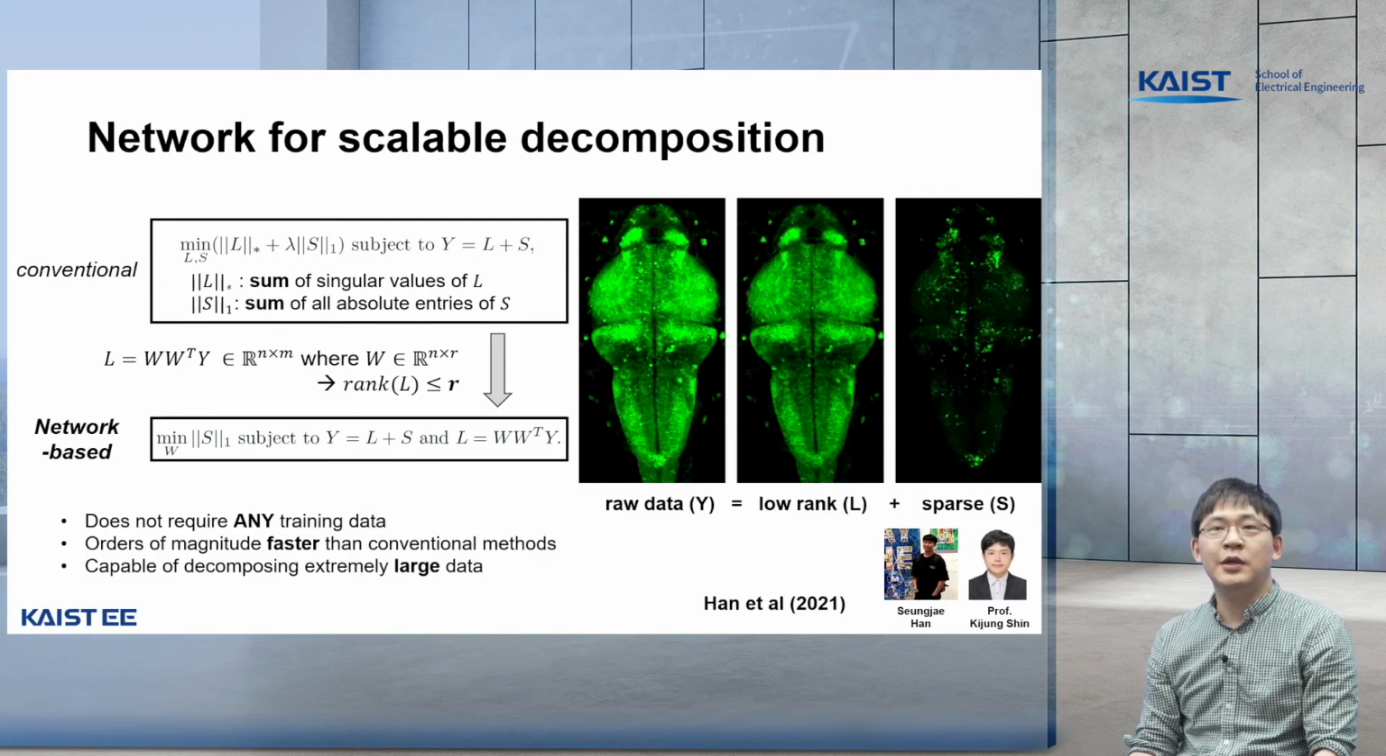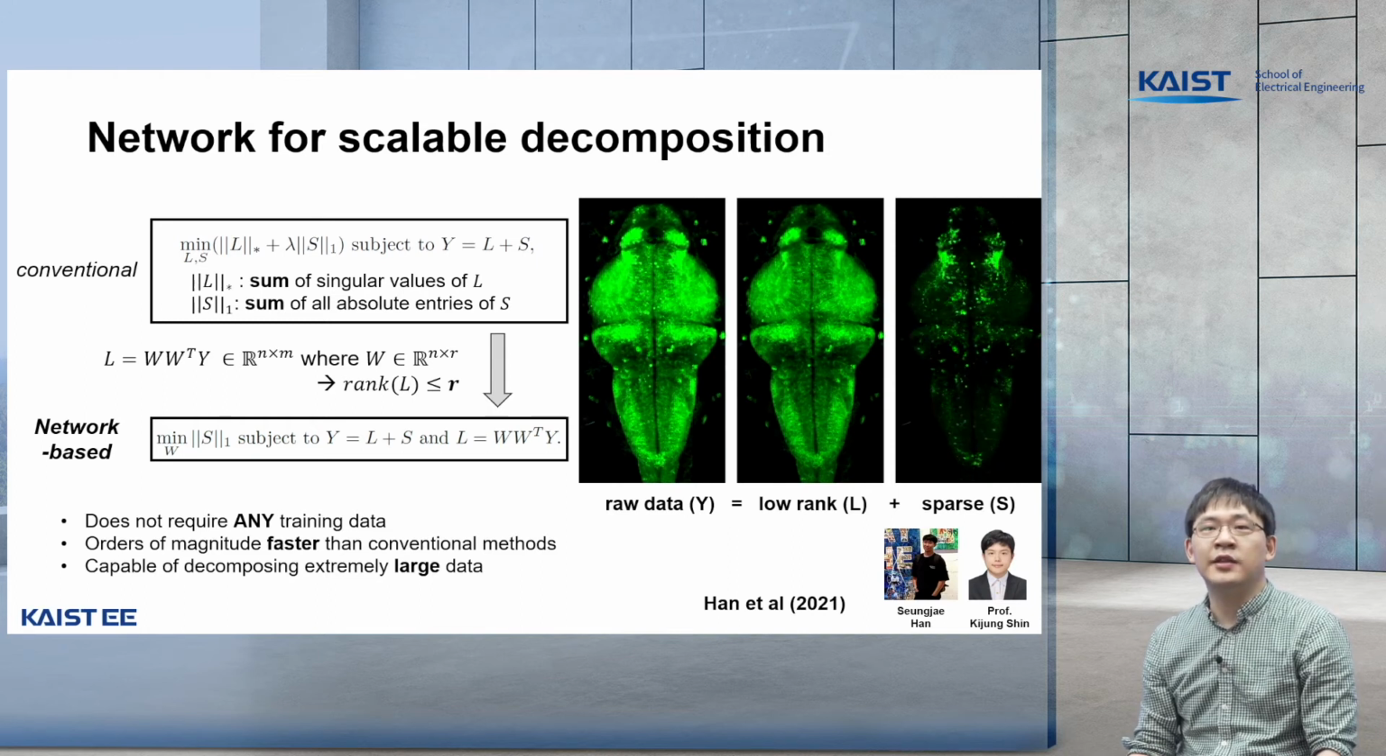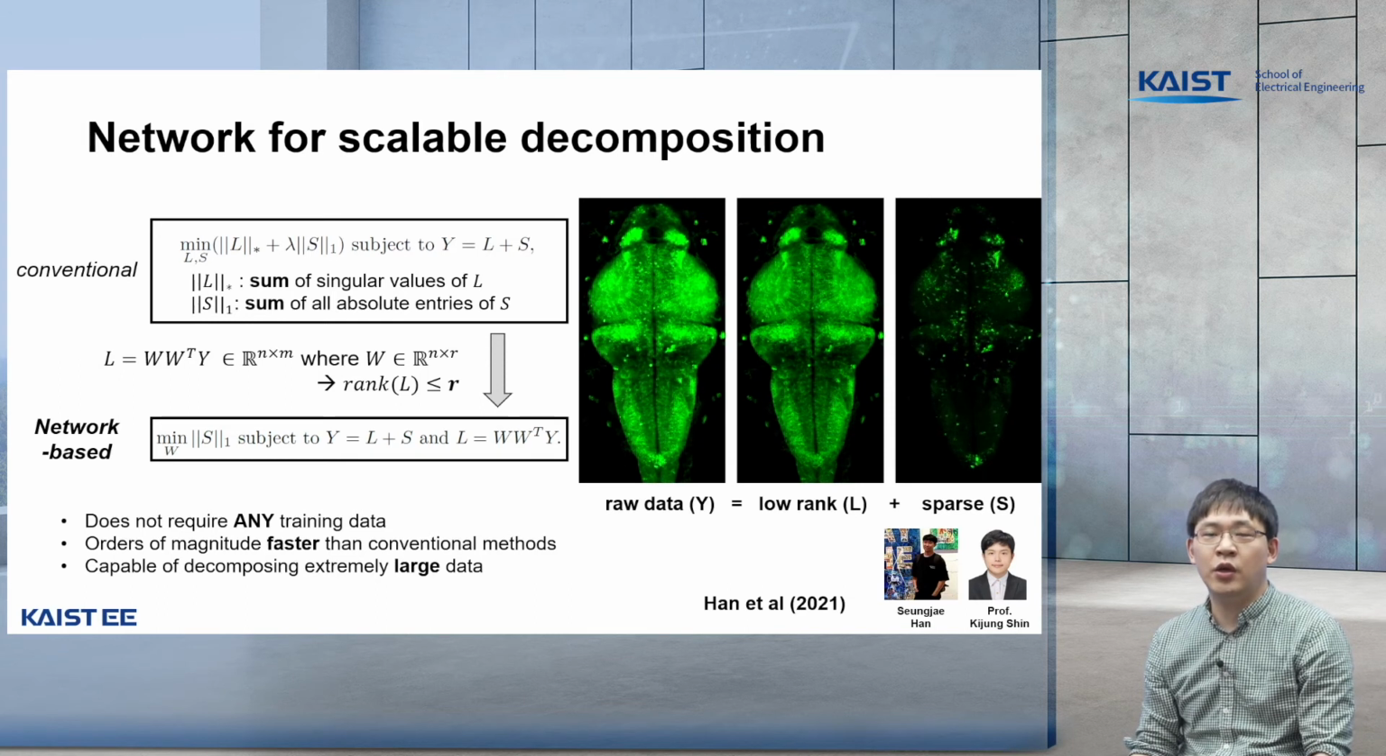Now, let me switch gears a little bit and talk more about analysis. The imaging method that we just talked about requires decomposing only the neuronal activity from the video, and that requires solving this optimization problem. And solving this optimization problem using conventional methods becomes very challenging when you have to deal with extremely large data. That is because we have to store the entire data on the RAM, and we need to perform singular value decomposition multiple times, which is computationally very expensive.